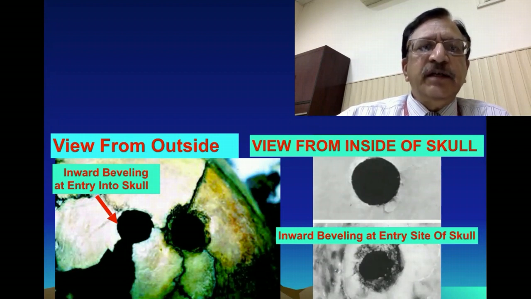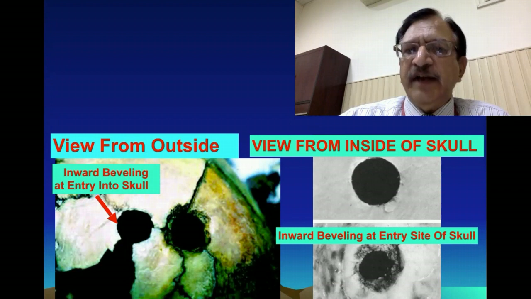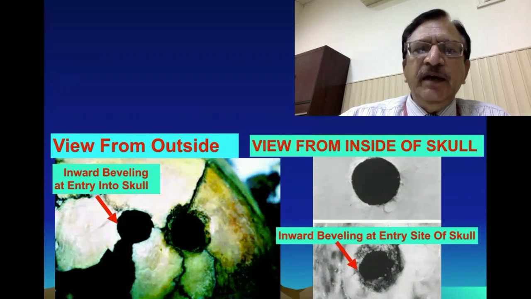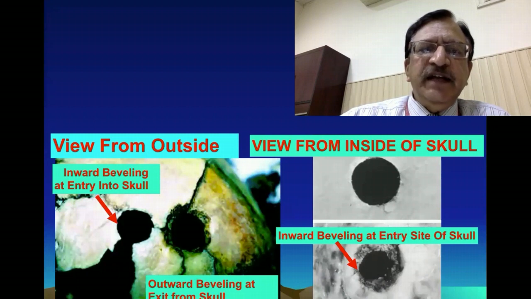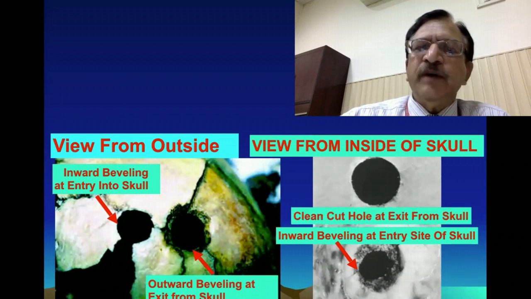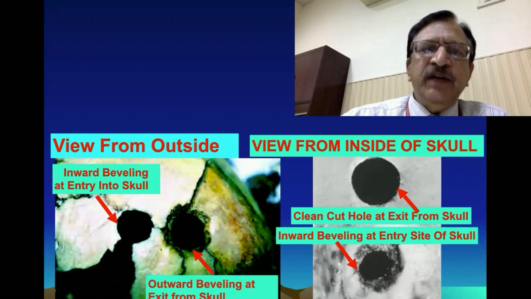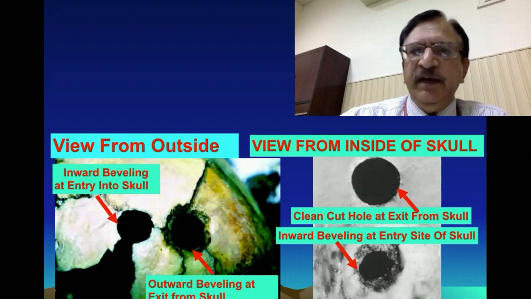On the left side, when we look from outside, there is beveling inward and a clean cut hole. And in a similar view on the right side, when we look at the same hole from inside, there is beveling inward and the margins have been chipped off. And now at the exit hole in outer view, the margins are beveled out. And when we look at the similar hole from inside, it is clean cut.